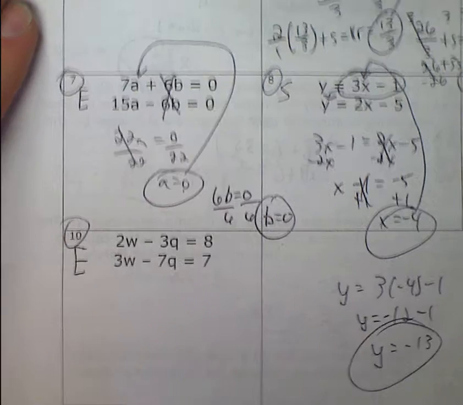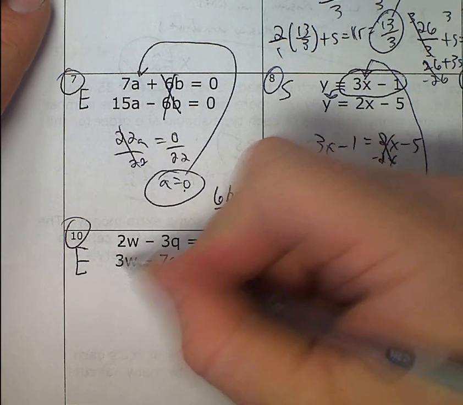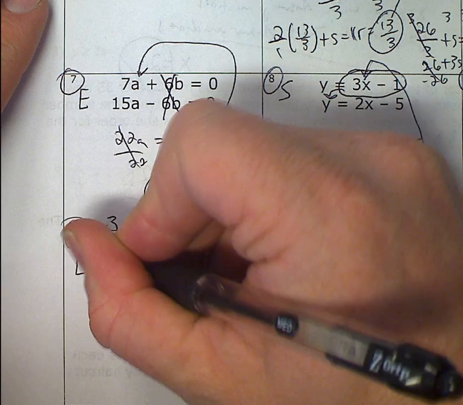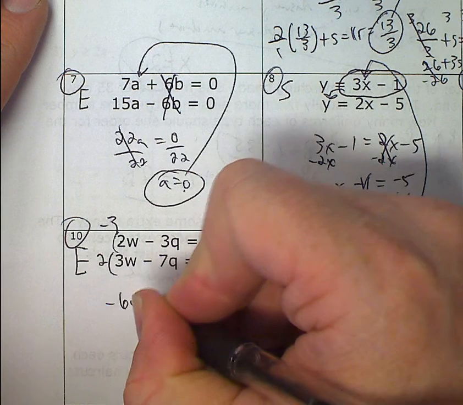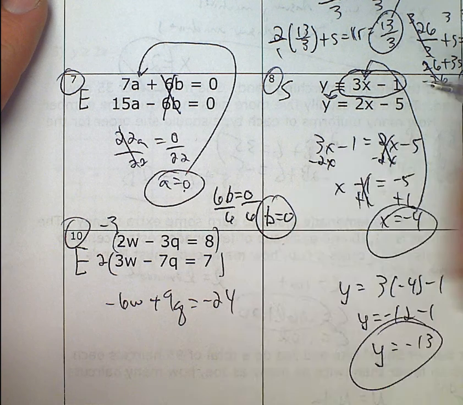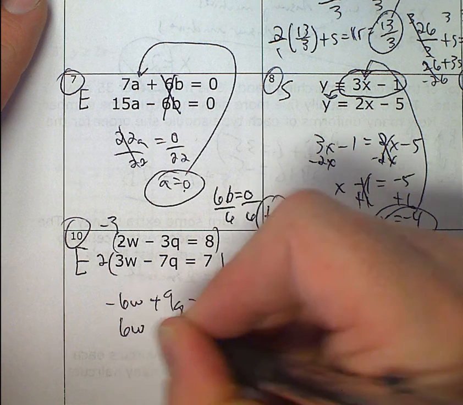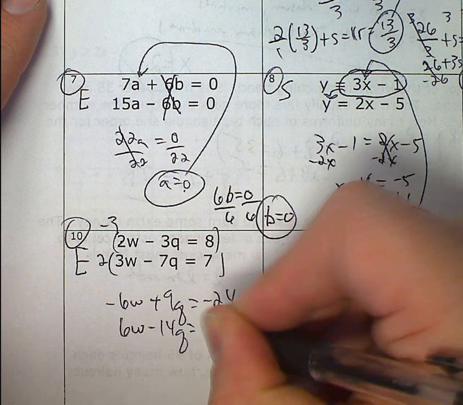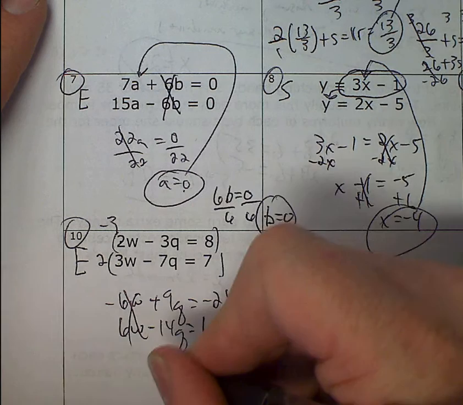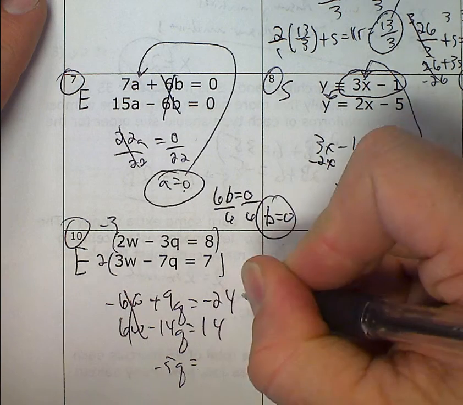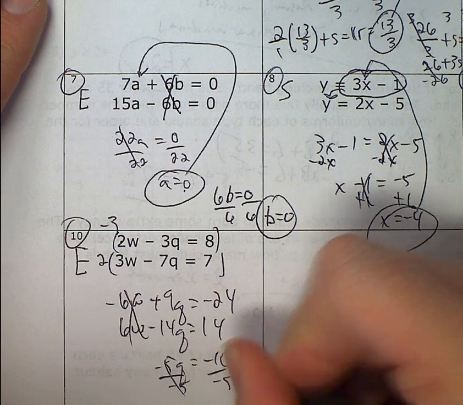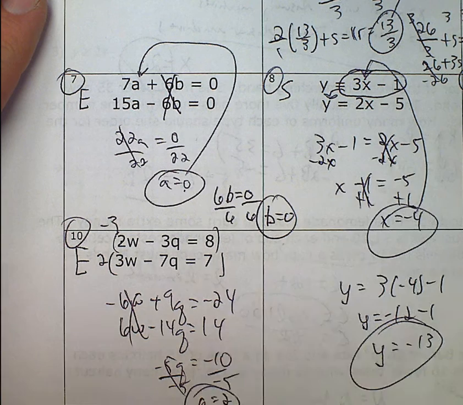Number 10. I like the 2 and the 3, so I'm going to multiply this by negative 3, this by positive 2. That gives me negative 6w plus 9q equals negative 24. Gives me 6w minus 14q equals 14. Those go away. This gives me negative 5q. This gives me negative 10. If I divide by negative 5, that gives me positive 2.